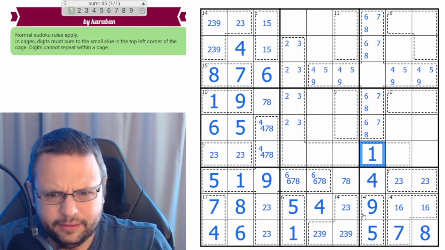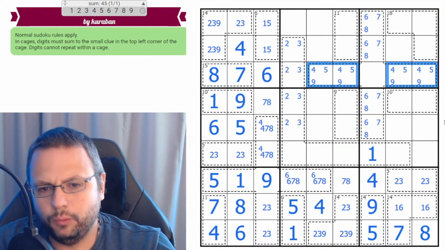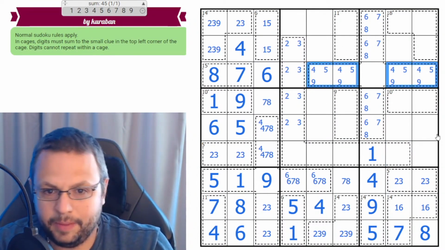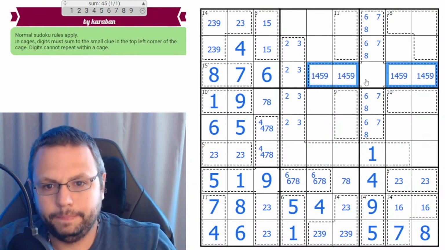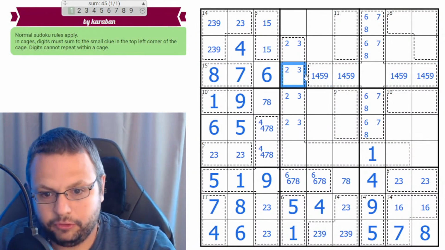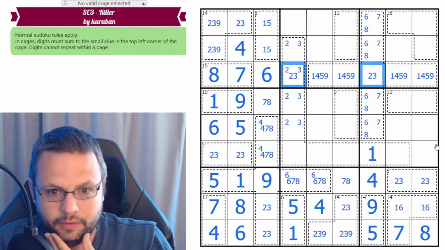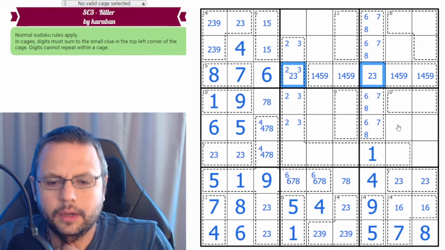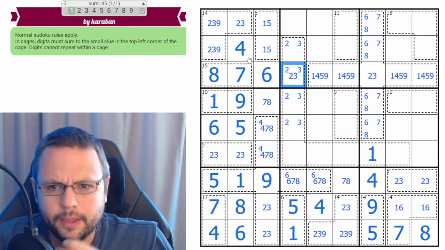Which is maybe going to be useful. It does force 1 to go in these. So these become a 1, 4, 5, 9 quadruple, which forces these 2 cells to become a 2, 3 pair to finish off the row. So this is one of the 2 3s in the column, for what it's worth.